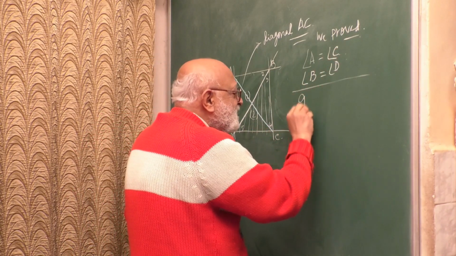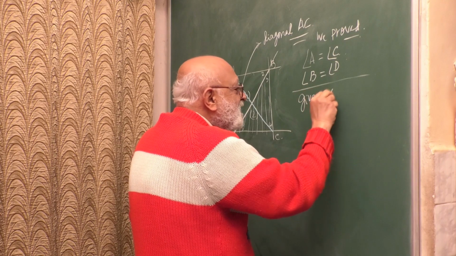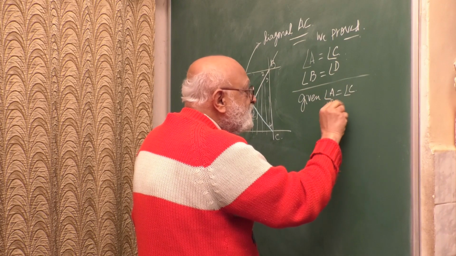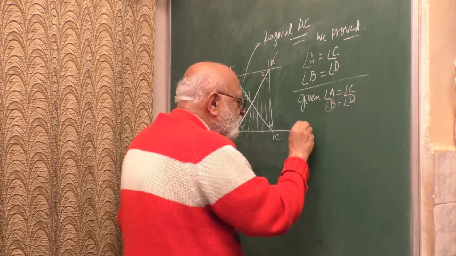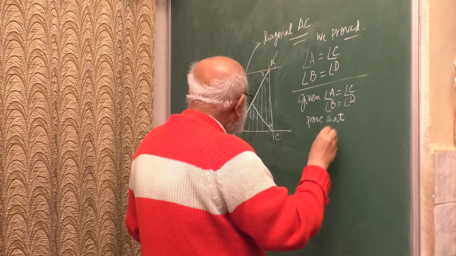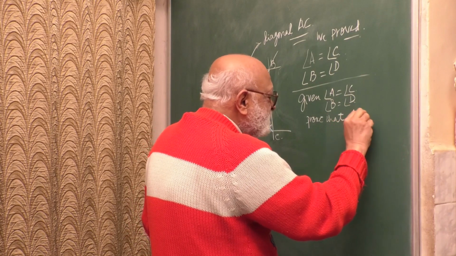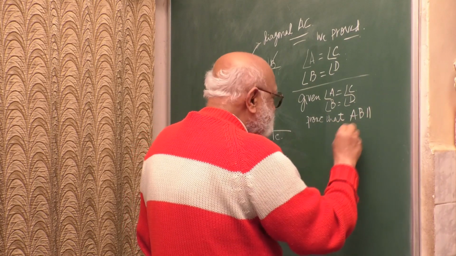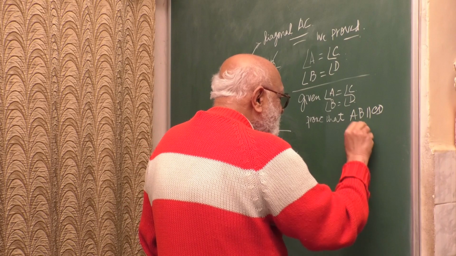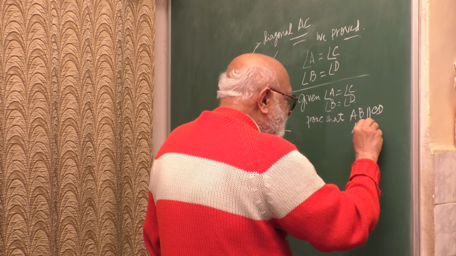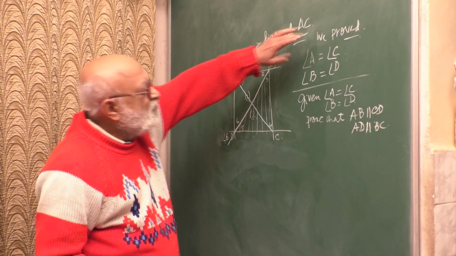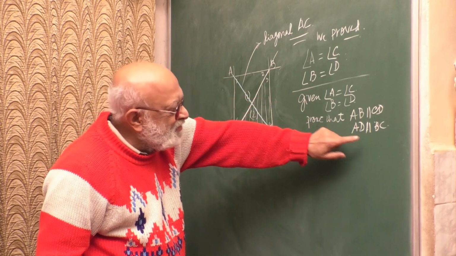this would be given. So given is angle A is equal to angle C, angle B is equal to angle D. So what do we have to prove? We have to prove that the opposite pair of sides, AB is parallel to CD, and AD is parallel to BC. Okay, yes. So this is practically the converse. We proved this. Now this is given, and you have to prove this.